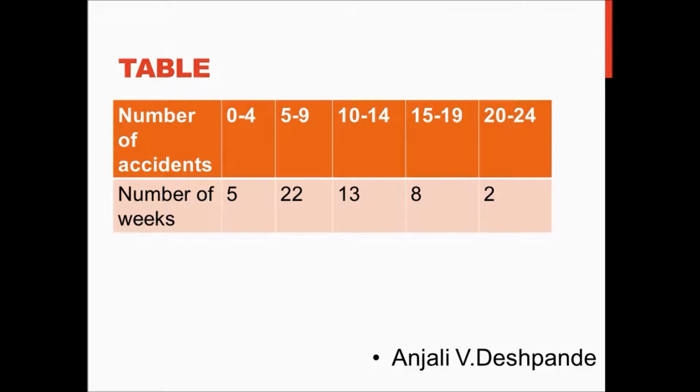This is the data which is present. Over here the number of accidents is given in the form of class intervals: 0 to 4, 5 to 9, 10 to 14, 15 to 19, 20 to 24. This is the range, and this is the number of weeks in which that many accidents occurred. Now on the basis of this, we are going to calculate the arithmetic mean.